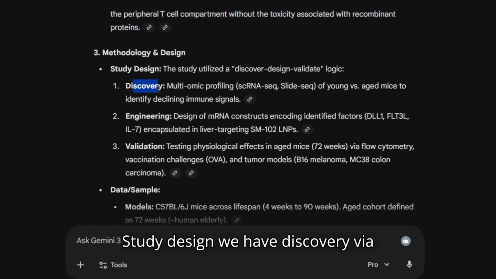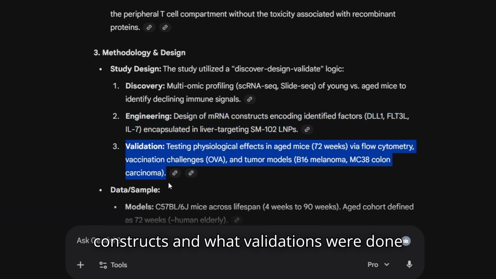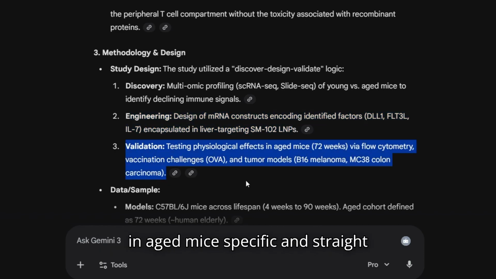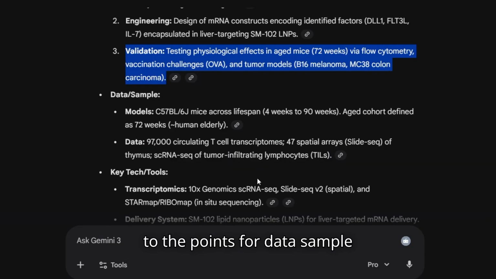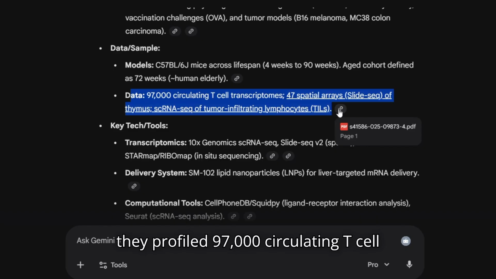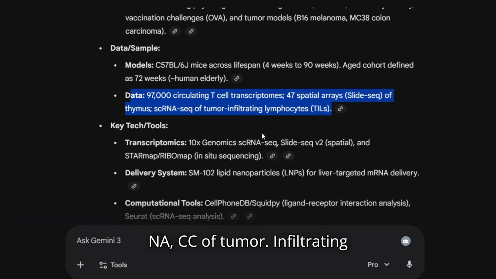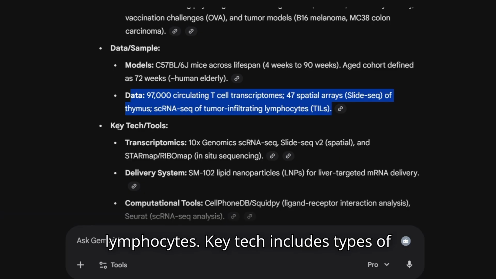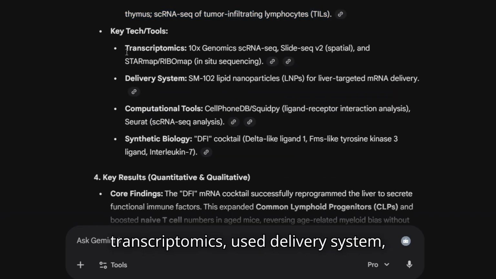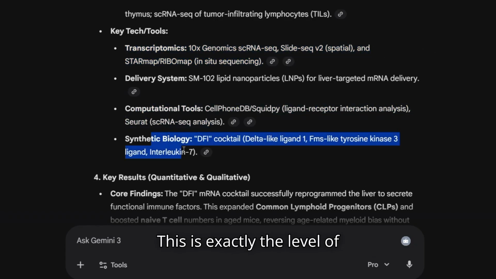Study design, we have discovery via multiomic profiling, engineering of mRNA constructs, and what validations were done in aged mice, specific and straight to the points. For data sample, they profiled 97,000 circulating T-cell transcriptomes, 47 spatial arrays, and scRNA-seq of tumor-infiltrating lymphocytes. Key tech includes types of transcriptomics used, delivery system, computational tools, synthetic biology.